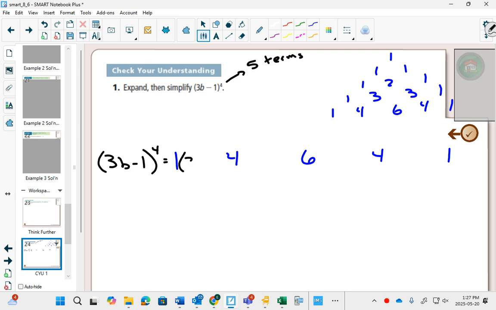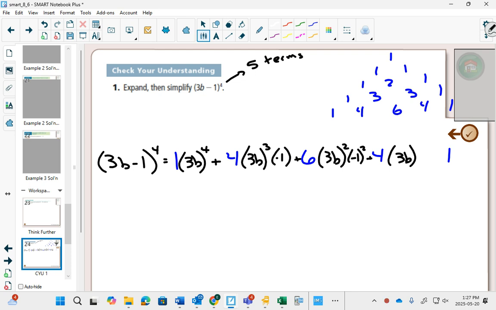We're going to start with 4 of the 3b's. Then 3 of them, then 2 of them, then 1 of them, and finally none in the end. My second term is a minus 1. So we start with none of them, then we have 1 of them, then 2 of them, then 3 of them, and finally 4 of them.